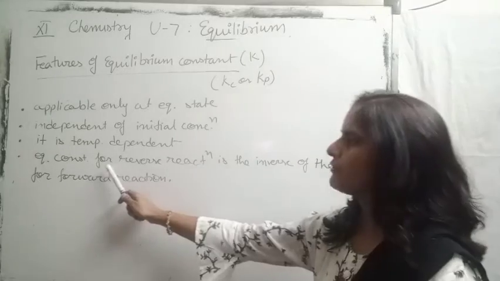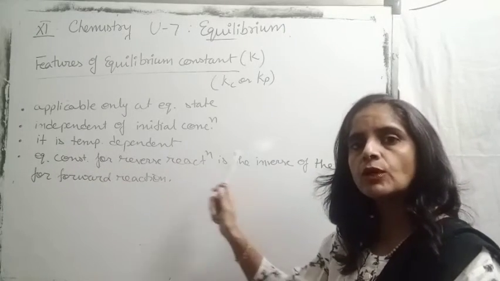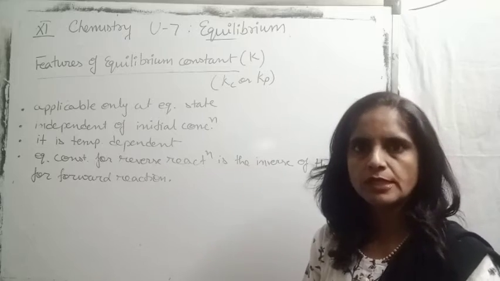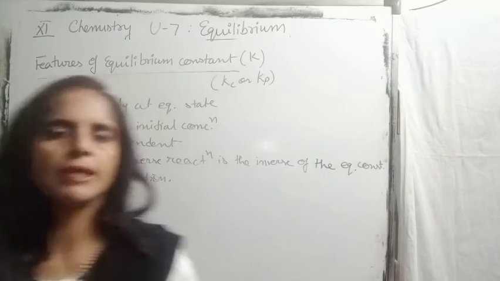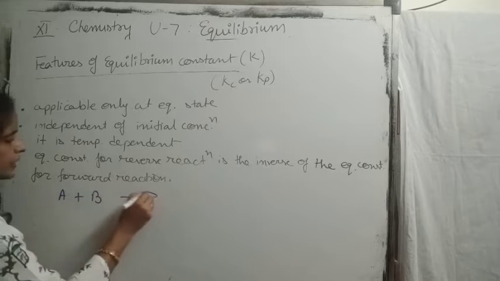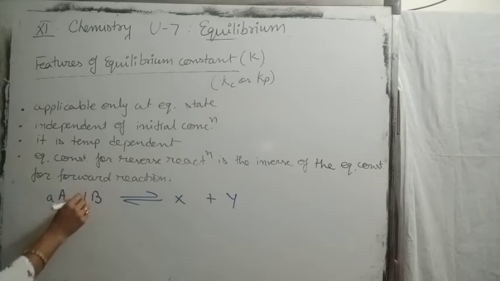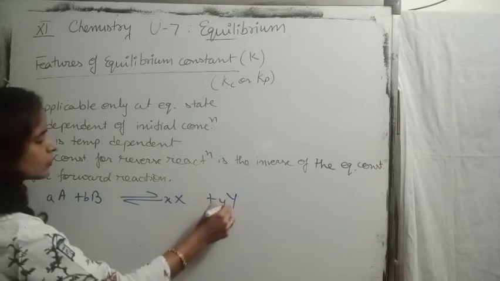Next feature: the equilibrium constant for the reverse reaction is the inverse of the original equilibrium constant. Means if I am taking a general reaction like A plus B gives X plus Y as products, and let these be the moles to balance the equation.